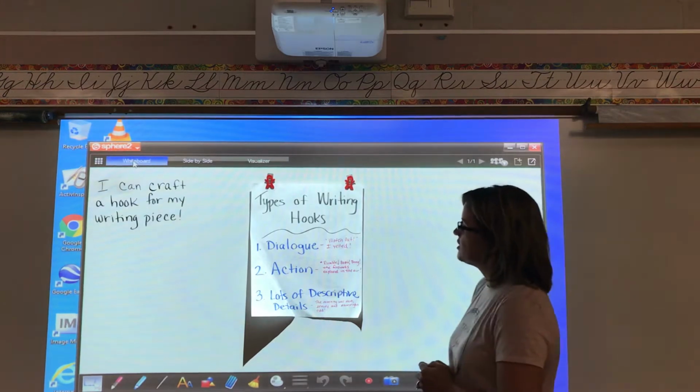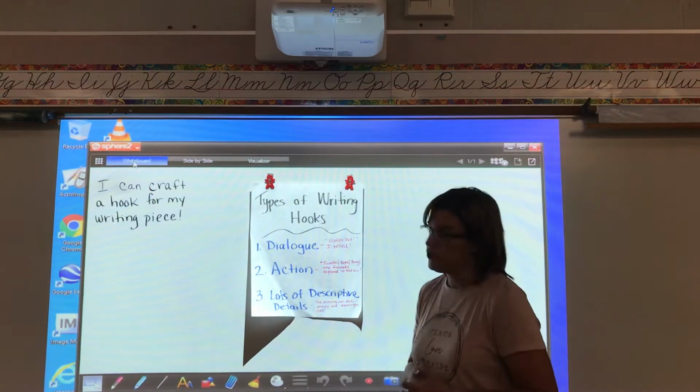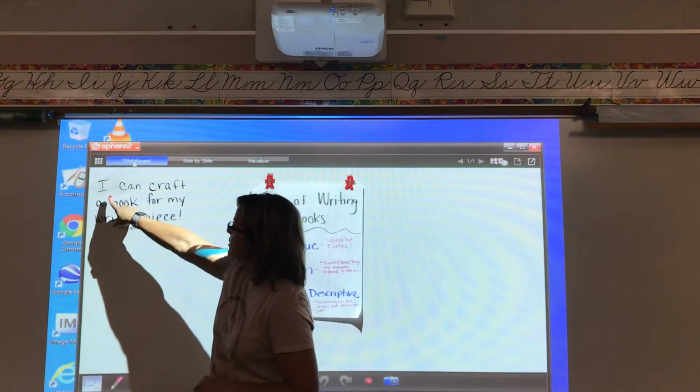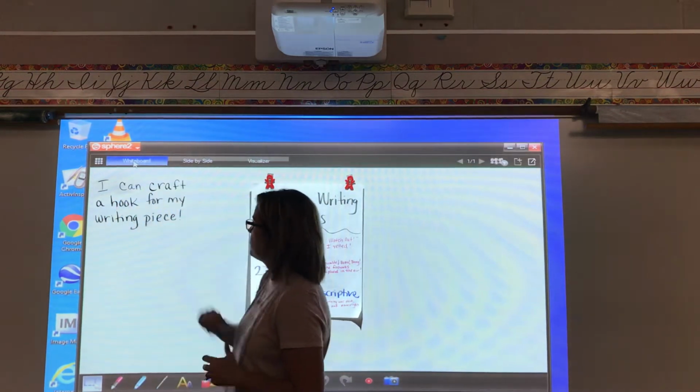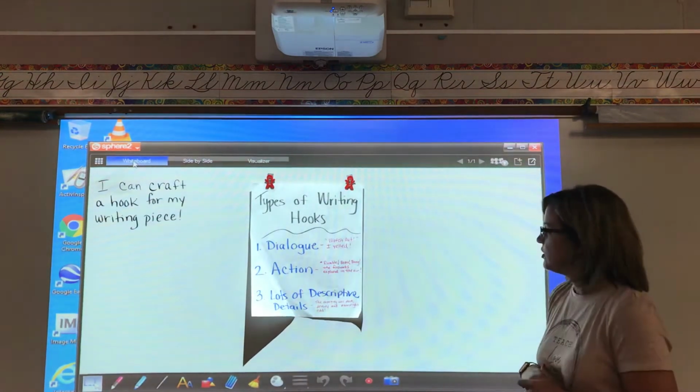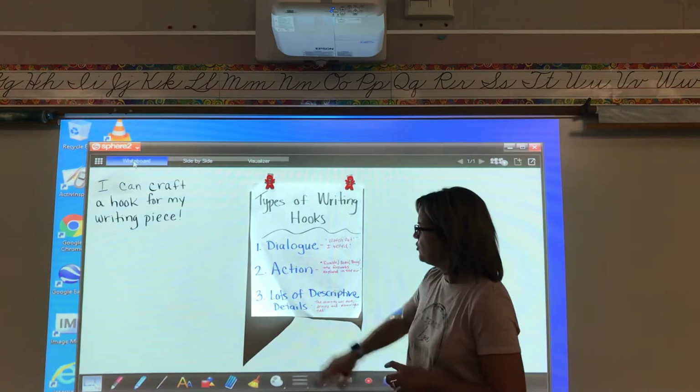So we're going to look at different types of hooks that writers use when they're writing. Your I can today is going to be I can craft a hook for my writing piece. There are 3 different types of writing hooks that we're going to look at today that authors use.